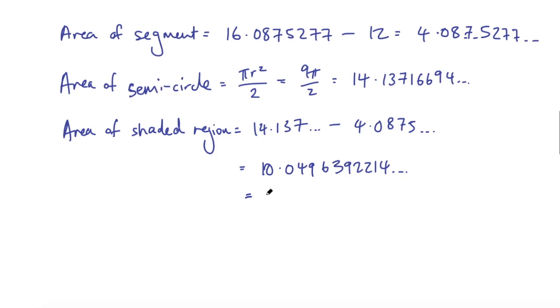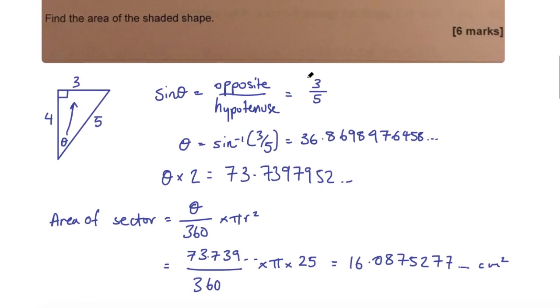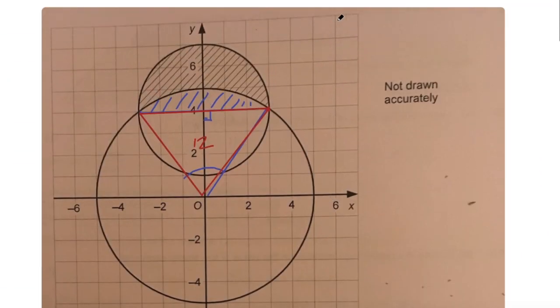So I'll round this off to 2 decimal places, so I get an answer of 10.05 centimeters squared. And that is my final answer. So let's just go over again what we did here. So we had a look at this shape.